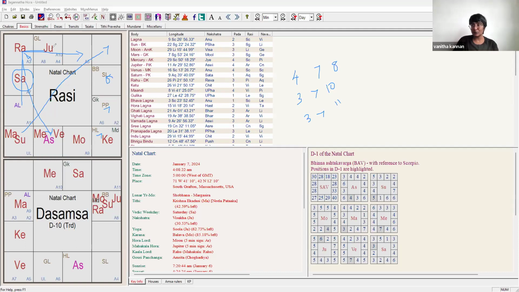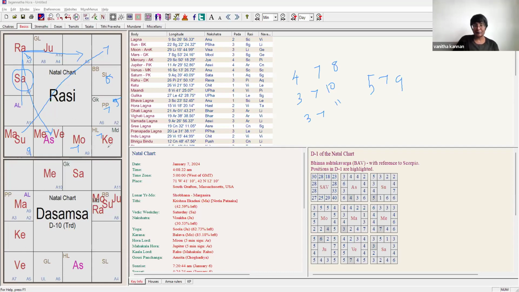Now let's go with Jupiter. How many aspects does Jupiter have? Jupiter 5, 7, 9. Now let's go with the 5, 7. 1, 2, 3, 4, 5. This is one aspect of Jupiter. 5, 6, 7, and this is the 7th one. 8, 9. Okay, this is also not aspecting the Lagna.